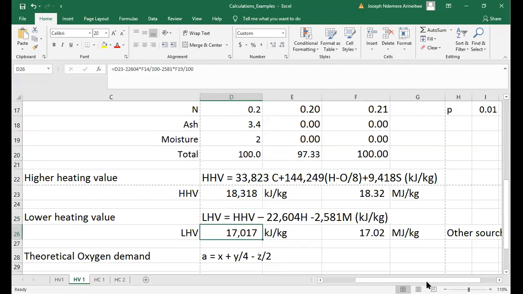And so the lower heating value becomes 17,017 kilojoules per kilogram, or 17.02 megajoules. We said the lower heating value is actually lower than the high heating value because we don't use the energy in the steam or the moisture, so it's lost in the environment.